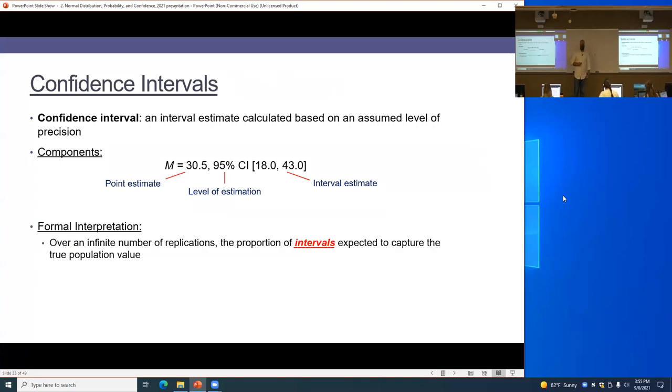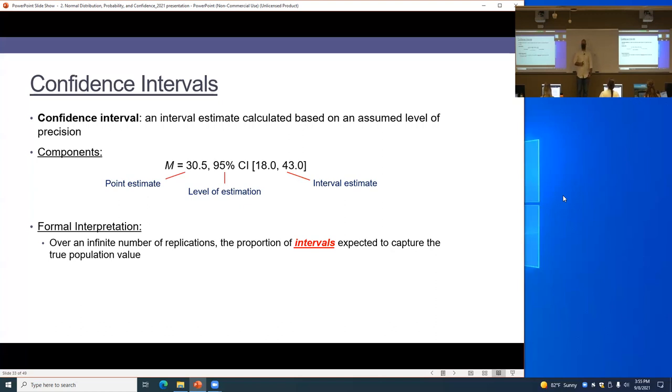So our formal interpretation of confidence intervals, mathematically, what our confidence interval is telling us is, over an infinite number of replications, the proportion of intervals that are expected to capture the true population value, okay? Thinking about this interpretation as a frequentist approach, it's about the method, right? If I were to replicate this study an infinite number of times, and I've set my level of precision at 95%, I'm saying 95% of all possible intervals that could be calculated with a sample of this size drawn at random from this population, 95% of those intervals will capture the true population mean, okay?